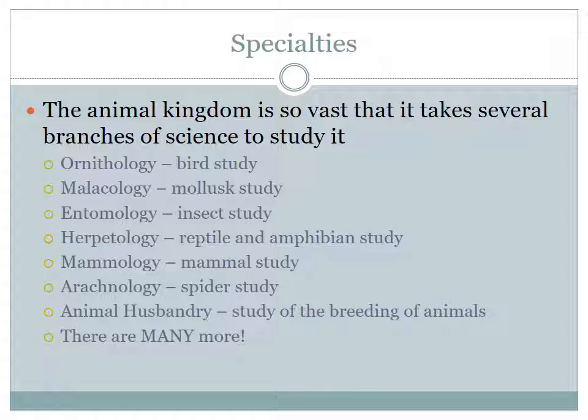For instance, I had a college professor who studied the vision of a very specific species of shrimp. So while these categories listed here are very broad, within those broad categories we can get more and more specific. And so the animal kingdom being so diverse leads to a lot of different branches of science that are studying it.